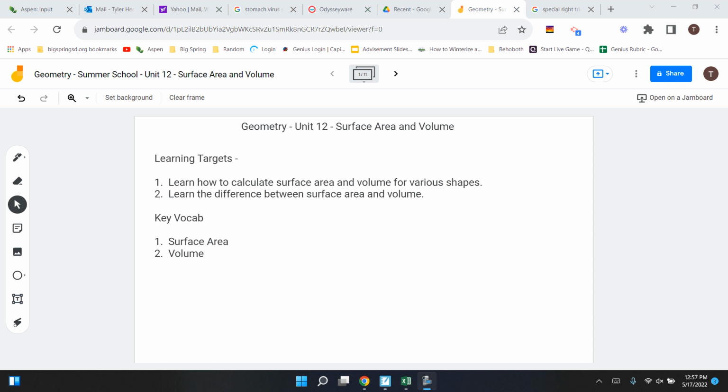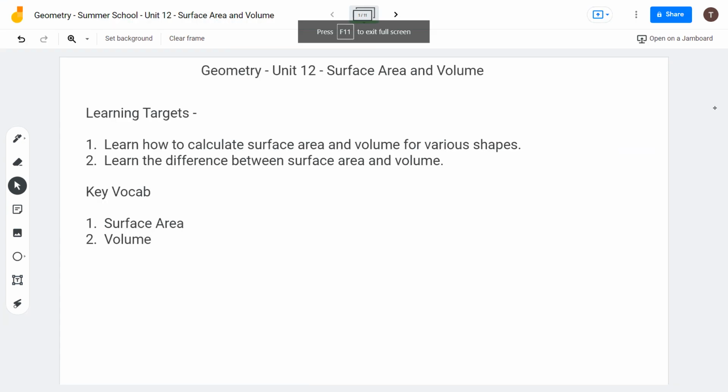So Unit 12 is surface area and volume. So pretty much the same learning targets here. Learn how to calculate surface area and volume for various shapes, choose the right formula, things like that. Learn the difference between surface area and volume. So those are really the only key vocab words there. So as we move along, let me actually make this bigger here.